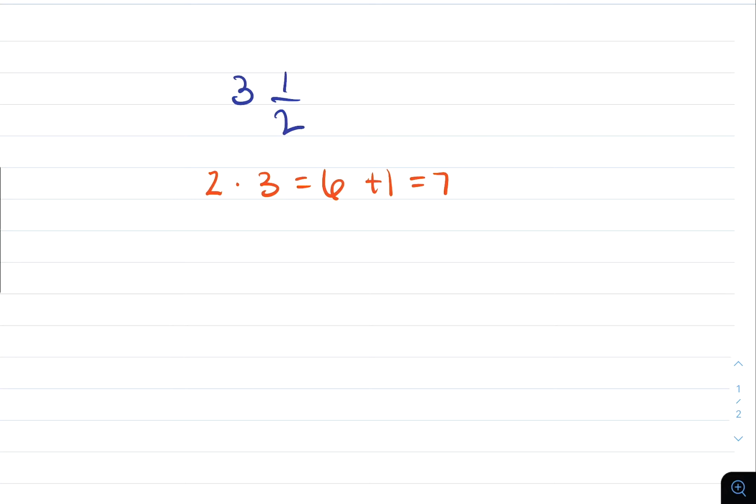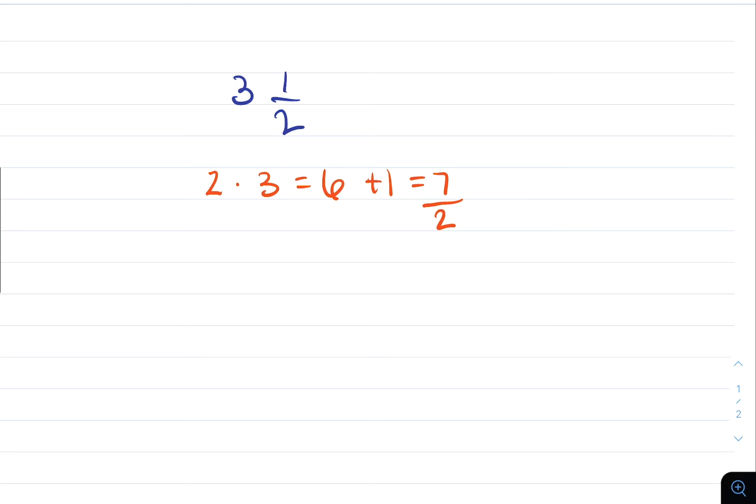Now we can write the result of step 2 as the numerator of our improper fraction, and then we'll use the original denominator as the denominator. So 3 and 1/2 as a mixed number turns into 7 over 2 as an improper fraction.